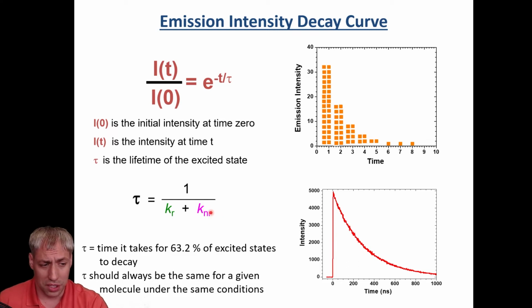Again, it's a competition between these processes. Does it give off a photon? Does it vibrationally relax? The combination of those rate constants, 1 over that gives you your lifetime of the system. And so based on this equation here, the tau that we get is essentially the time it takes for 63.2% of the excited states to decay.